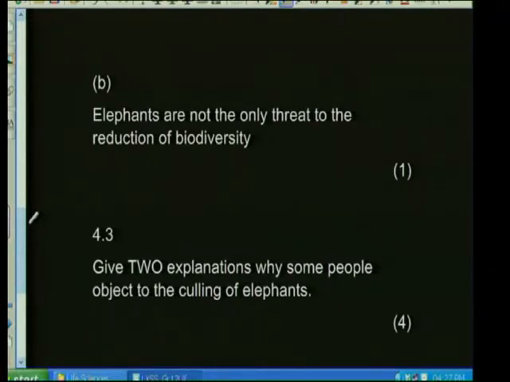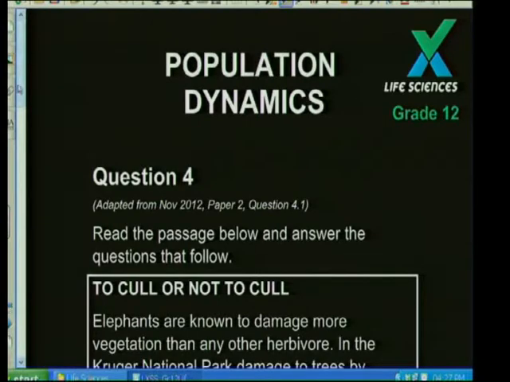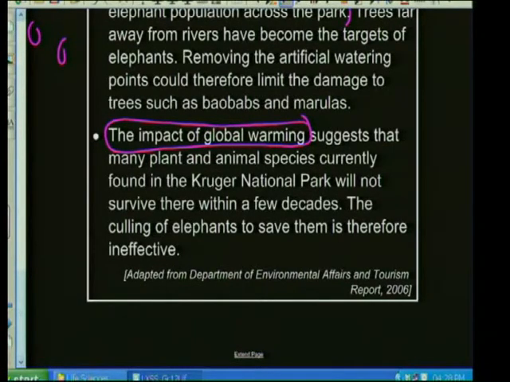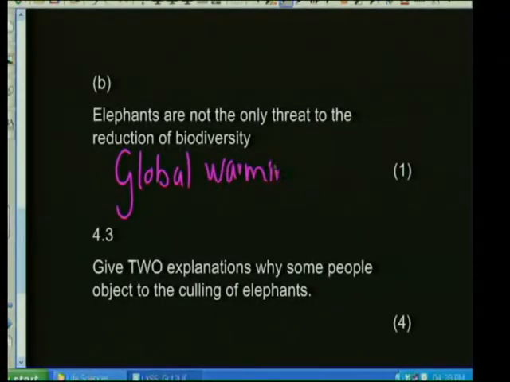Now, question B, reading again. The next question is: elephants are not the only threat to the reduction of biodiversity. So we go back to our passage and we're looking for not only elephants, a source of decrease, damaging the environment. What is the other one? If we have a look over here, you're going to see right underneath it, the impact of global warming. And what does it do? It suggests that many plant and animal species currently found in the Kruger National Park will not survive there within decades. So global warming could bring about a threat, because what is it going to do? It's going to decrease biodiversity.